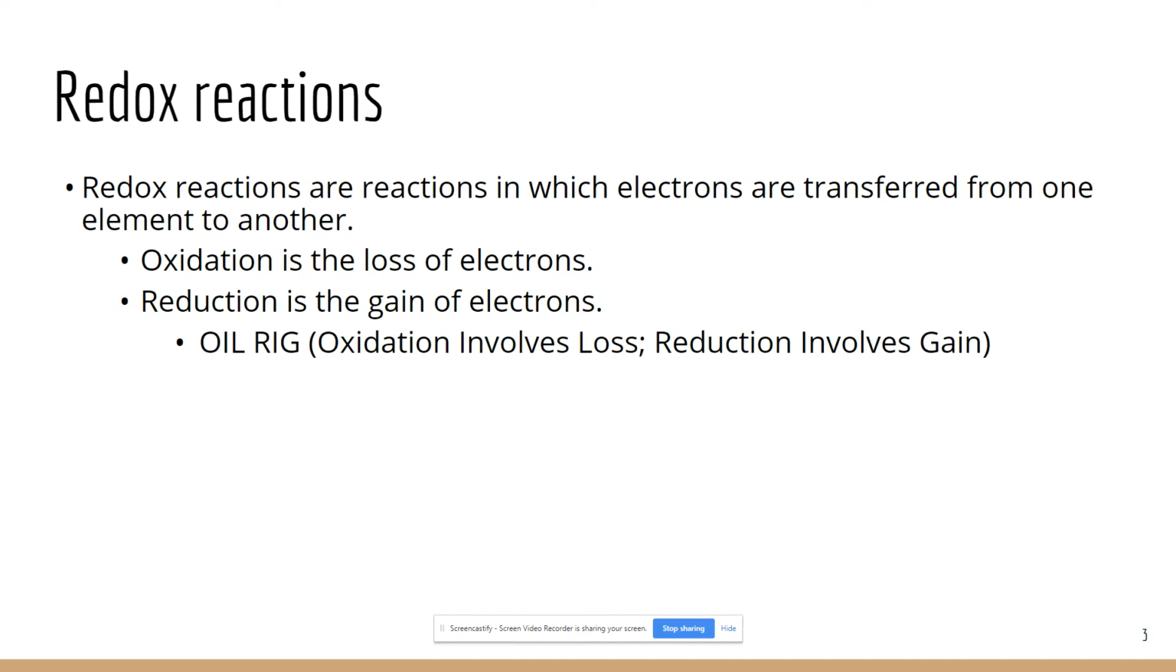These are reactions in which electrons are transferred from one element or compound to another. Oxidation involves the loss of electrons, and reduction involves the gain of electrons. What I wrote there, OIL RIG, just helps you remember that: oxidation involves loss, reduction involves gain. Another way to remember it is if you have a reduction in charge, you have to have gained electrons. Do whatever helps you remember the difference between the two.